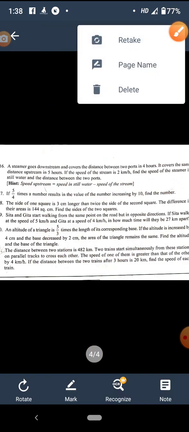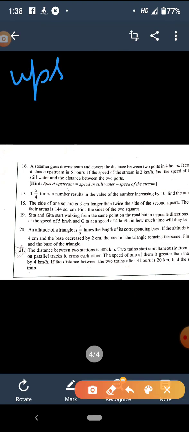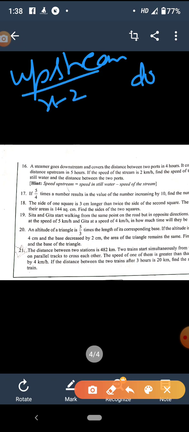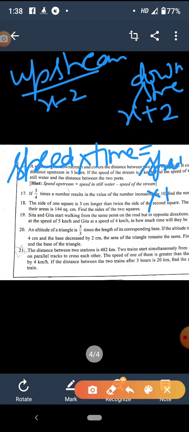Now you know the upstream speed you have. What is the upstream speed? I have told you that it is x minus 2. And the downstream speed we have is x plus 2. Now both are covering the same distance. Formula for distance is speed into time, and here also speed into time, because they are covering the same distance.